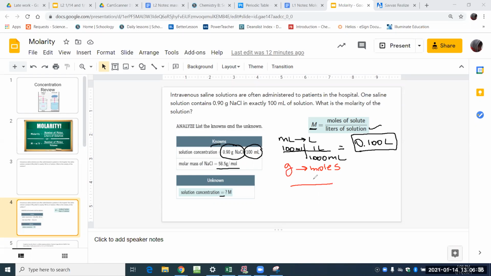Okay, again, dimensional analysis. Okay, I have 0.90 grams. I know the molar mass is 58.5 grams in 1 mole. Okay, I cancel this out. So now it is going to be 0.90 times 1 divided by 58.5, and it's going to give me about 0.015 moles.